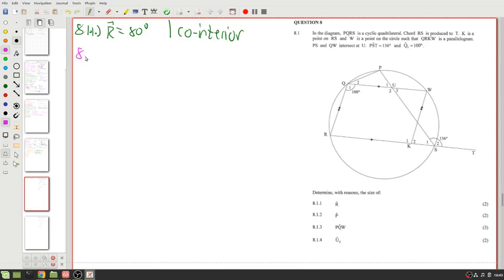Then 8.1.2, the size of angle P. So angle P, this one here. Now we can see that angle P is part of PQRS, which makes a cyclic quadrilateral. In a cyclic quadrilateral, opposite angles add up to 180. We already know R is 80 degrees, so we know that P must be 100.